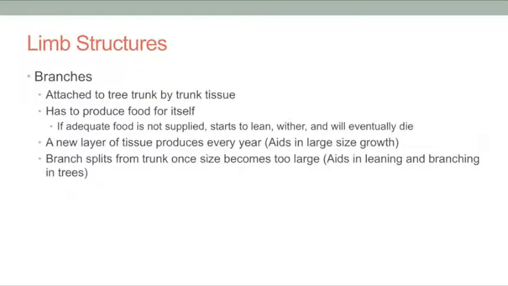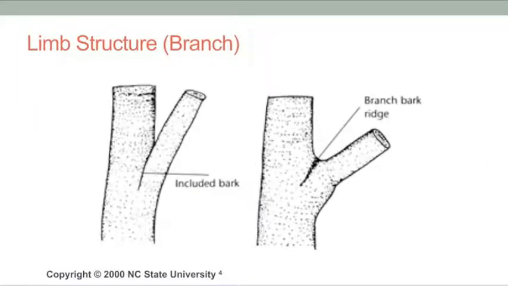Branches are attached to tree trunks by trunk tissue. They have to produce their own food, and if adequate food is not supplied, then they start to lean, wither, and will eventually die off of the tree. This structure shows the splitting of the branch once the branch's diameter grows too large.